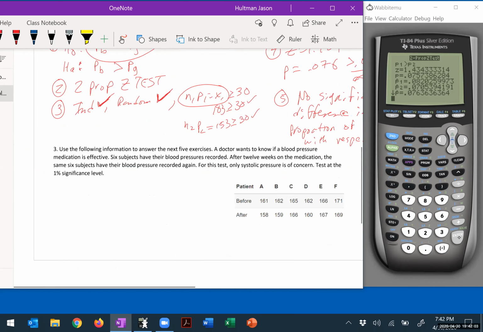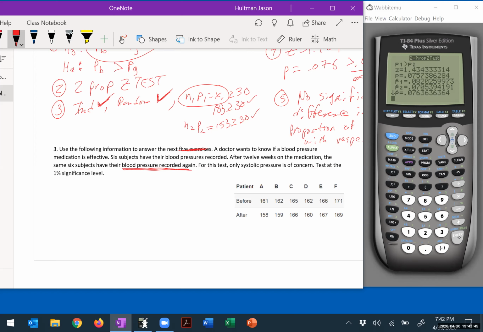Okay, number 3. Use the following information to answer the next 5 exercises. I don't need 5 exercises, I just need this one exercise. A doctor wants to know if blood pressure medication is effective. 6 subjects have their blood pressures recorded. After 12 weeks on the medication, the same 6 subjects have their blood pressure recorded again. For this test, only systolic pressure was considered. So is this going to be paired data, or is this just befores and afters?